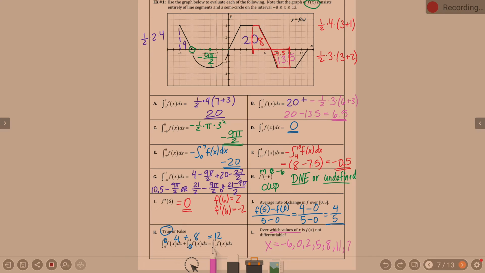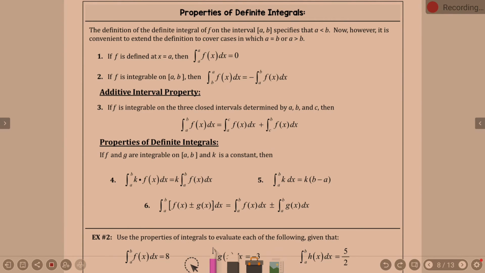We are learning some of these properties of integrals. Some of them you already know, honestly. We just haven't officially had them, so now we officially have them. So the definition of the definite integral of f on the interval a to b specifies that a is less than b. So that's why it's weird when you have the bigger one down below, and that's why we talk about flipping it. However, it's convenient to extend the definition to cover cases in which a equals b or a is greater than b.